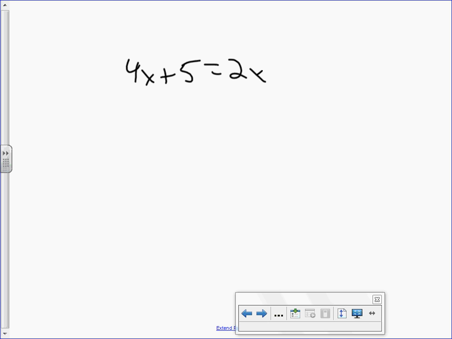2x plus 12? Is that right? Okay. So finish the problem. And I'm not going to show every step this time. And I got the answer, x equals 7/2.